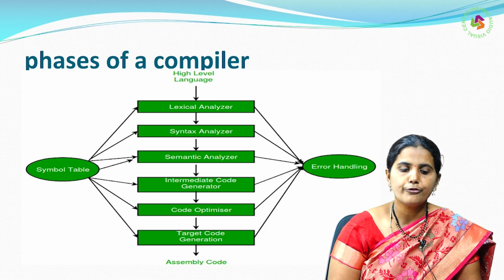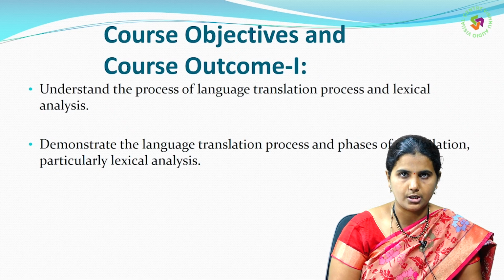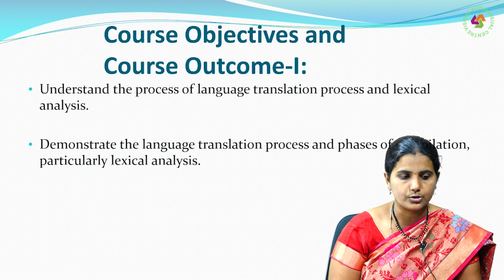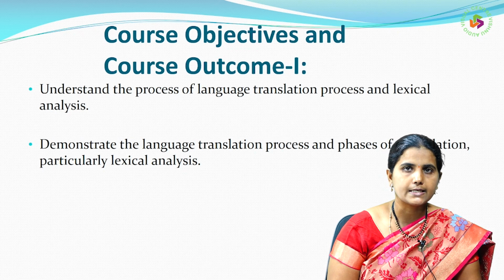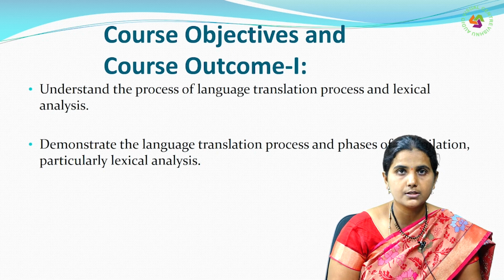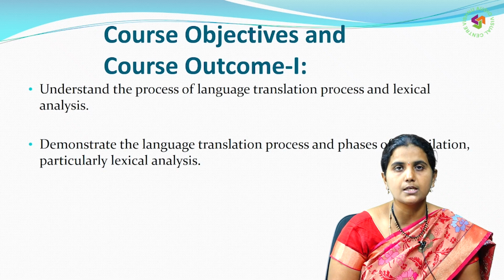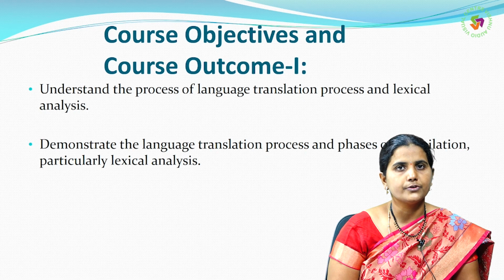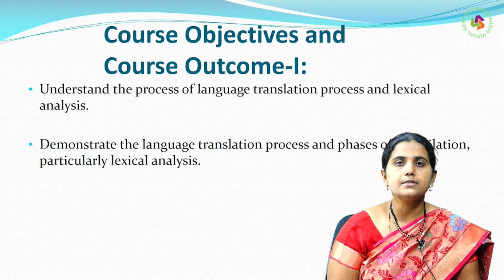We can divide it into 5 units. Let us discuss the course objectives as well as the course outcomes. We have already framed for each unit one objective as well as one outcome. The first unit is to understand the process of language translation as well as lexical analysis. In the first part of the first unit, let us discuss what the process is, how you are going to convert, and how many phases are involved in this processing. We are going to discuss it with simple examples. In the second part of the first unit, we are going to discuss in depth what happens in the lexical analysis phase.